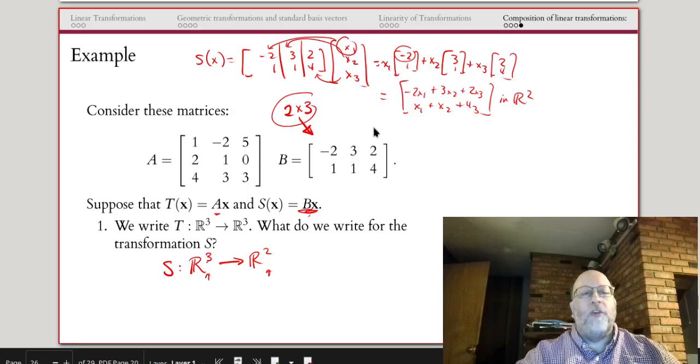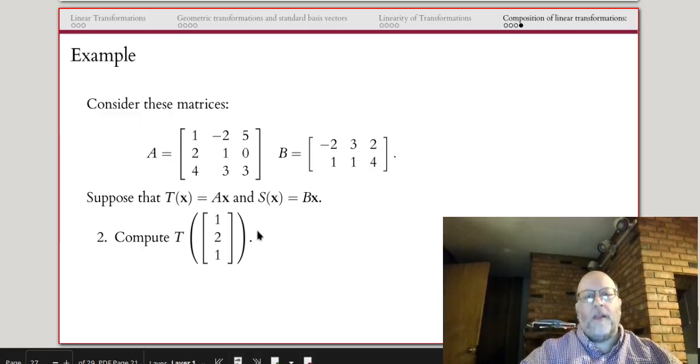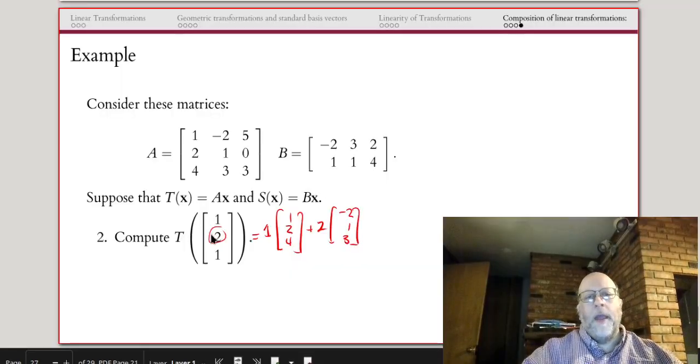So let's do part 2. Part 2 is we're going to compute what T of 1, 2, 1 is. All right, so that's going to be 1 times the first column, and then 2 times the second column, and then 1 times the third column.